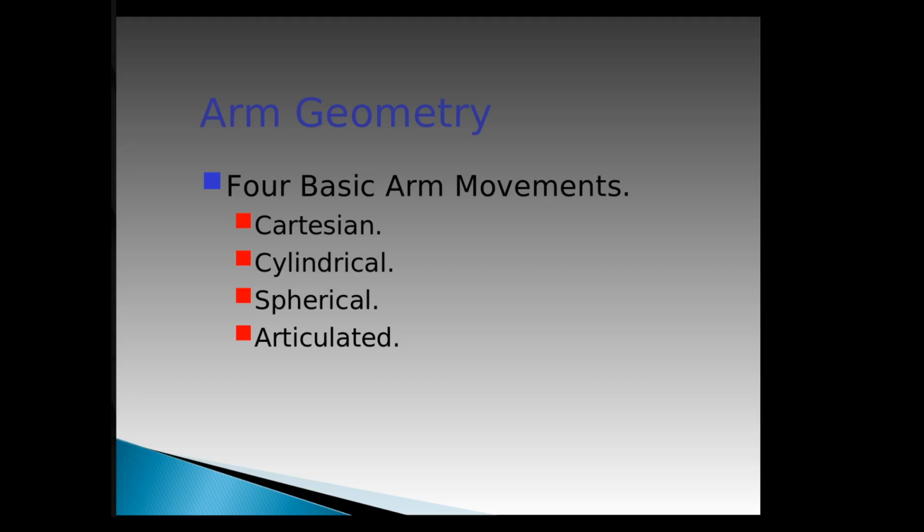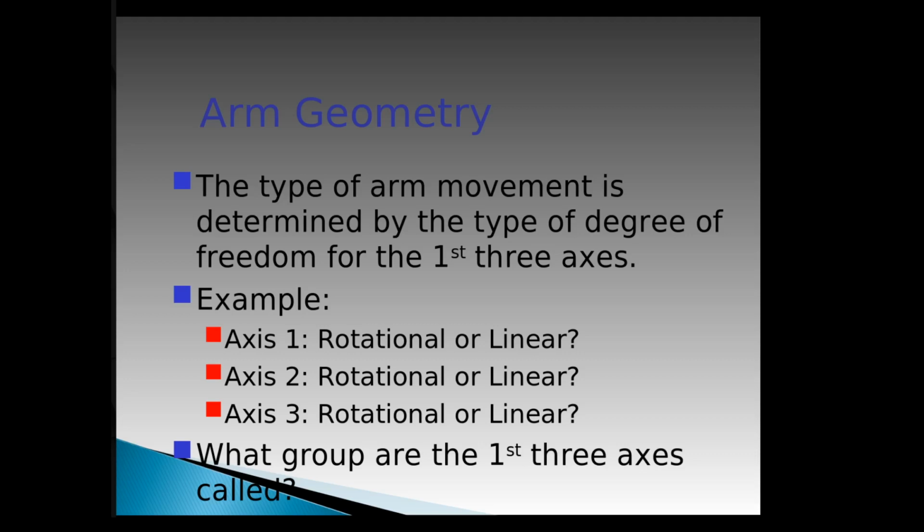All right, so for arm geometry, we can basically have 4 different movements: Cartesian, cylindrical, spherical, and articulated. Which one of these the robot falls into is related to those 3 positional axes. Are they a rotational type axis, or do they do just linear motion? Okay, and so we'll take a look at this here.